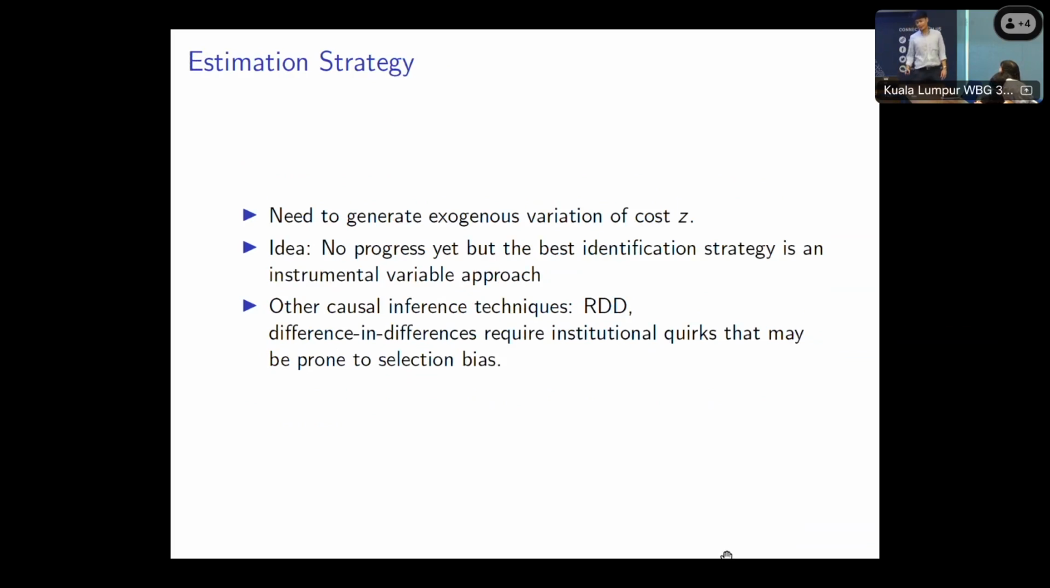The strategy, I don't know yet. I'm still thinking about it. You need to generate that exogenous variation of cost. No progress yet, but from the model, it is clear that the best identification strategy is the instrumental variable approach. Other causal inference techniques require some institutional quirks that are prone to selection bias. You have an age requirement. Oh yeah, why do they have an age requirement? They probably have a selection bias thing, so you're not really capturing the effect, right? You're capturing the fact that some people think it's good or bad. So it's a bit of selection bias.